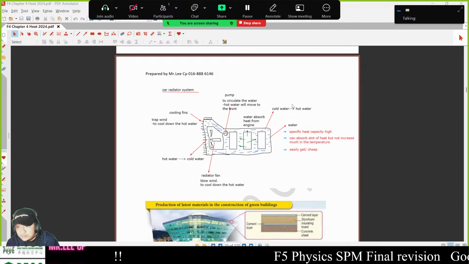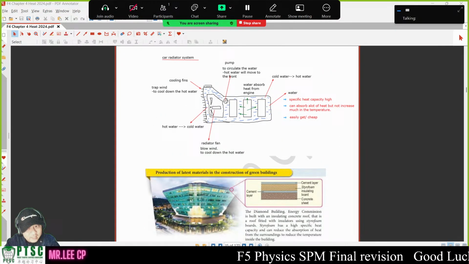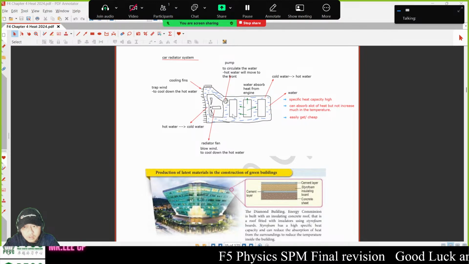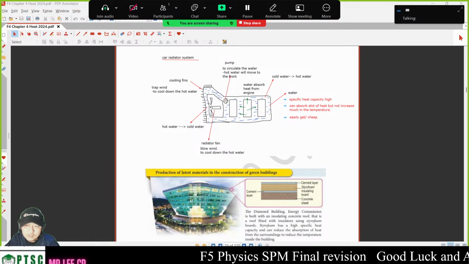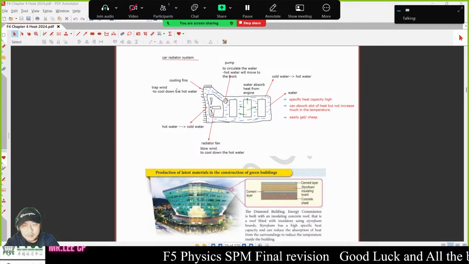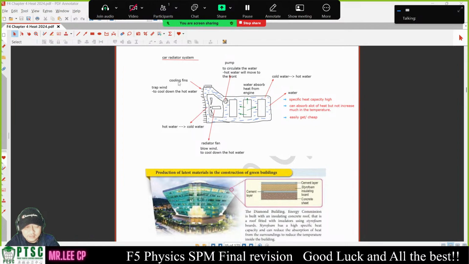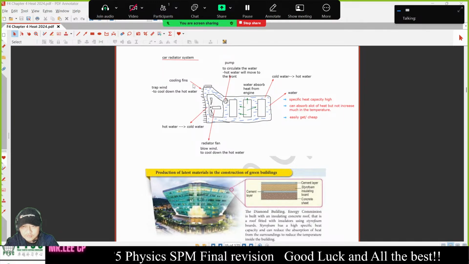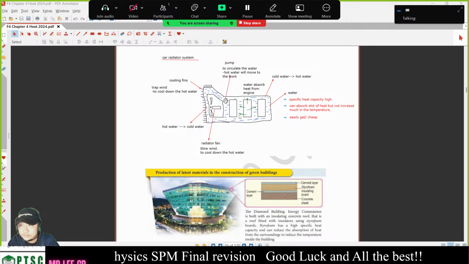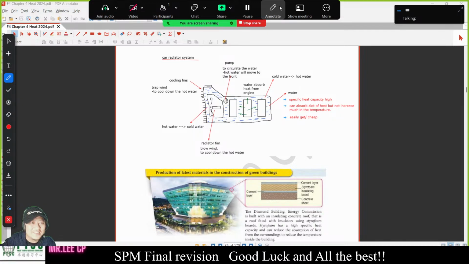Now, the car radiator system. If you can, go and read on your own. I won't go into detail because I think it will not come out, as it has come out many times already, a long time ago. But you need to know it, so never mind, I will explain. If not, what if it comes out later?